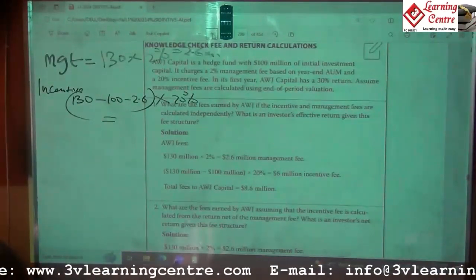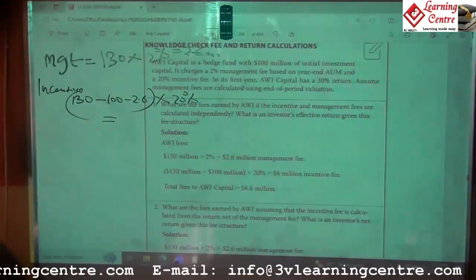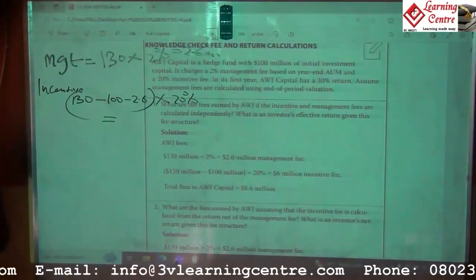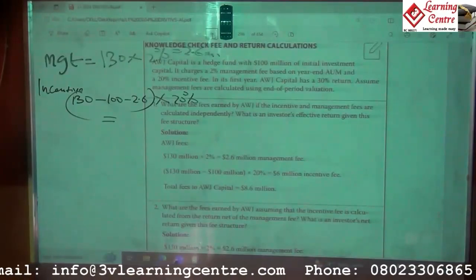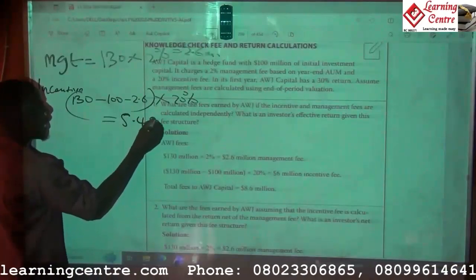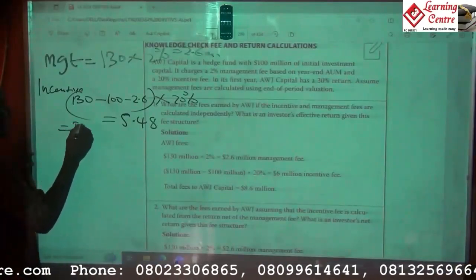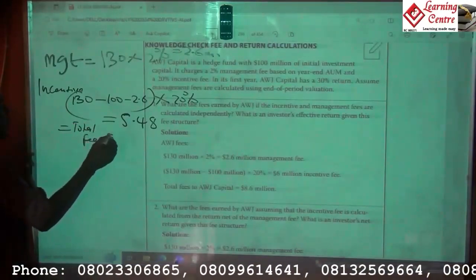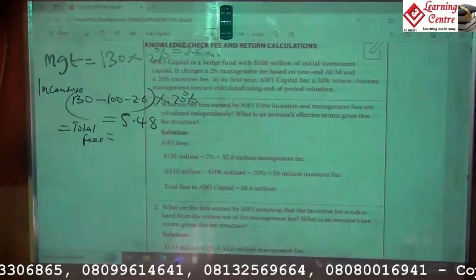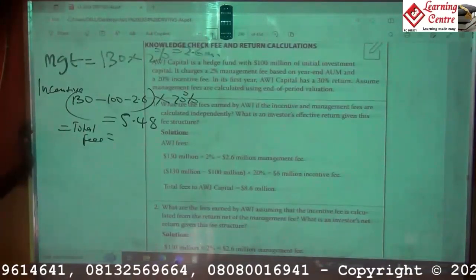So what did you calculate? The incentive fee is 5.48 million. Now, from here, what's our total fees? It's 5.48 million plus the management fee.